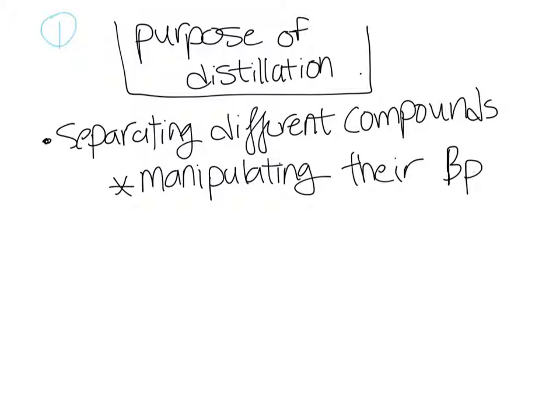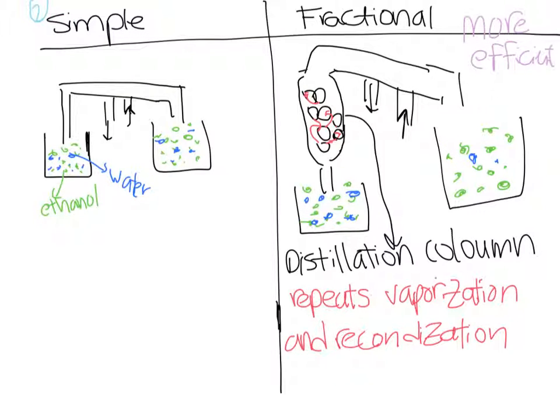So first of all, the reason for simple distillation is that we're trying to separate two or more compounds from each other. Basically, the way we're doing it is by manipulating their boiling points. In this experiment we were separating ethanol and water. Those are our two compounds.